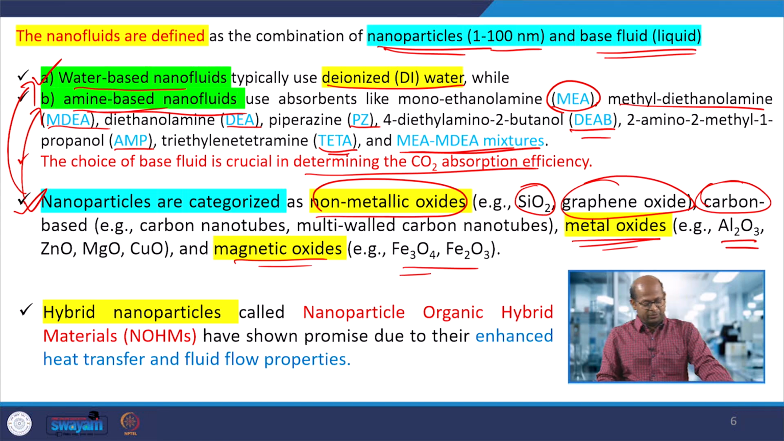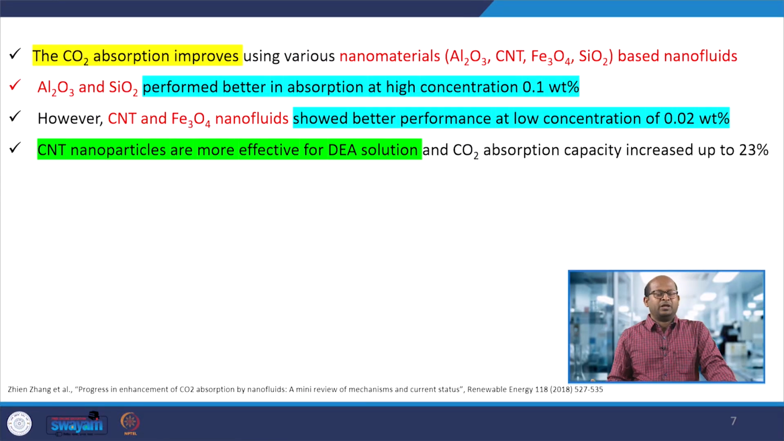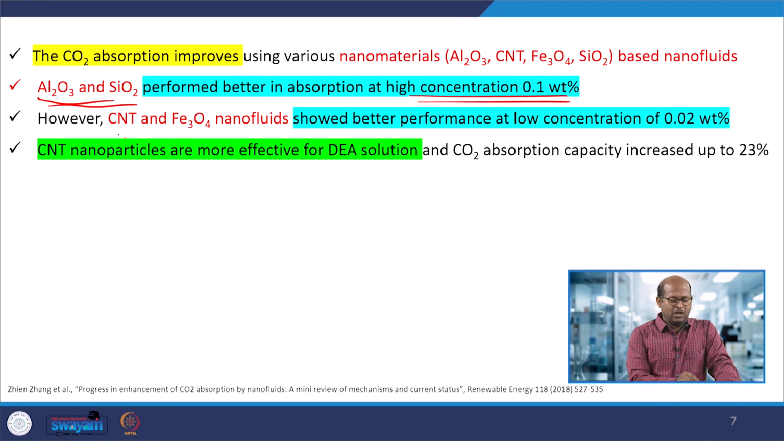So, by that way we can prepare nanofluids, and that can be used for the CO2 absorption in that particular fluid. By that way we can separate them out. So, here it has been observed that alumina and silica are the nanomaterials we can use for CO2 absorption. It performs better with very low concentrations, and sometimes we go for CNT or ferrous oxides in those nanofluids.